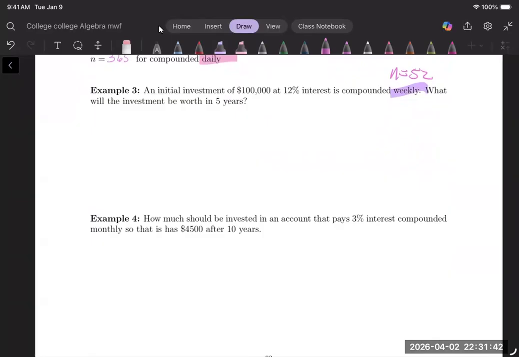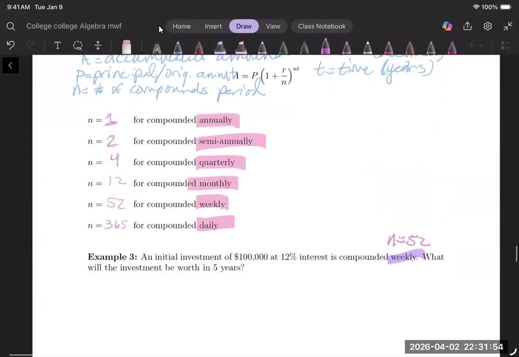An initial investment of $100,000 at 12% interest is compounded weekly. What will the investment be worth in 5 years? Okay, so when I'm starting out, I like to get all my ducks in a row. I need an A, a P, an R, an N, and a T. Those are all my variables that I need to plug in.